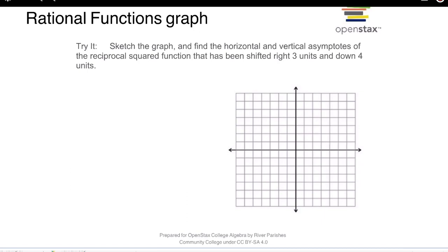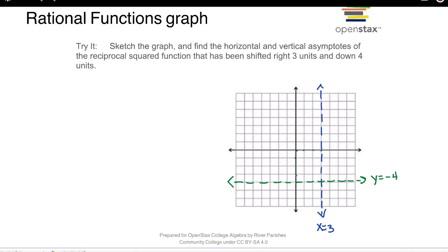Okay, so if we shift right 3, 1, 2, 3, we'll have an asymptote here at x equals 3. And then if we go down 4, 1, 2, 3, 4, we have a horizontal asymptote at y equals -4.